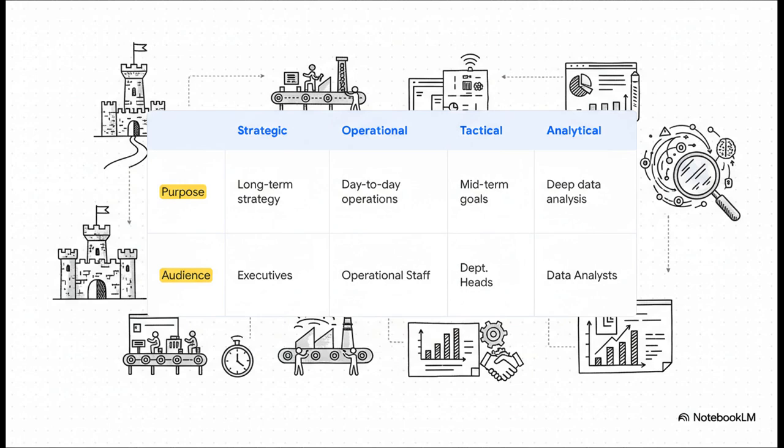So this table kind of lays out the four main types. You've got your strategic dashboards. Those are for the executives, all about long-term, high-level goals. Then there are operational dashboards. Think of these as for the front lines, monitoring day-to-day stuff in real time. Tactical dashboards help department heads track progress on specific projects. And finally, analytical dashboards. These are the power tools for data analysts, letting them explore and find those hidden insights.